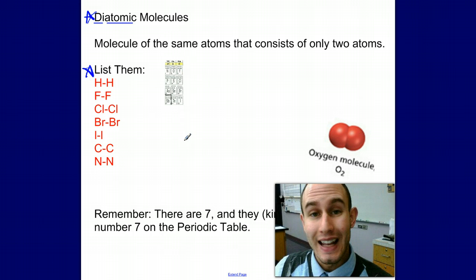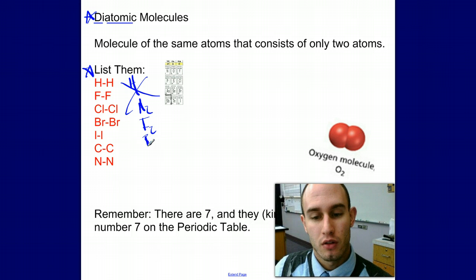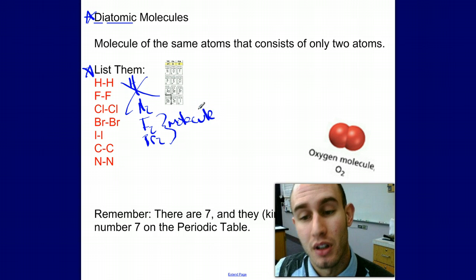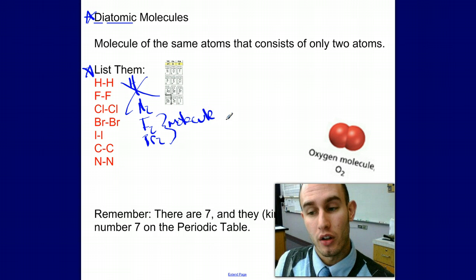When you find them in nature, they do not occur alone. So hydrogen does not occur as just H. It occurs as H2. So as F2, Br2, they all occur as 2. And you need to remember here, this is a molecule, all right? So just to reiterate here, since we're talking about some molecular compounds, this is a molecule. These basically make a 7 on the periodic table.